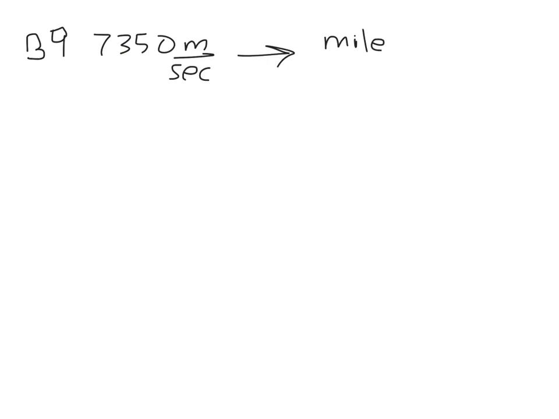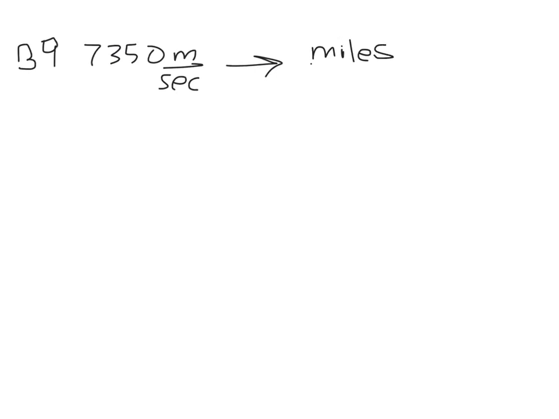I'm going to do homework B, number 9, and we're trying to convert 7,350 meters per second into miles per hour. So in order to do that, I'm going to look at the conversion sheet, and I'm going to use the conversion fact that 1 mile is equal to 1.6 kilometers.